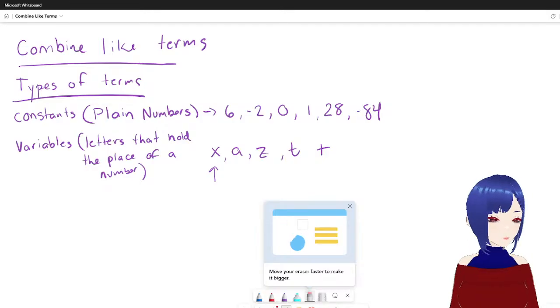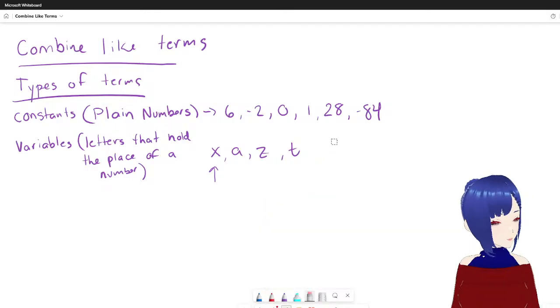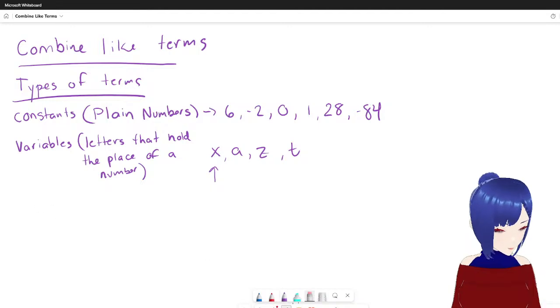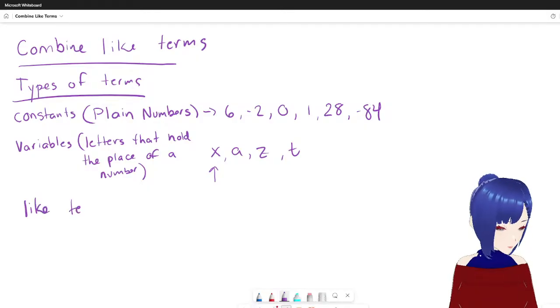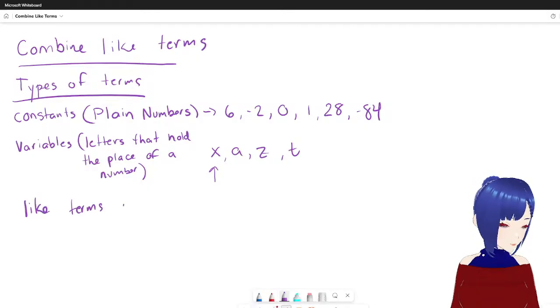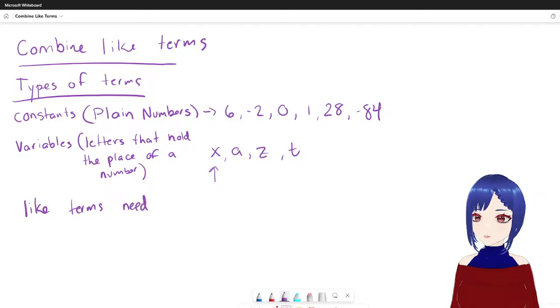So, with that, let's get rid of that. So, like terms need to have the same exponent.